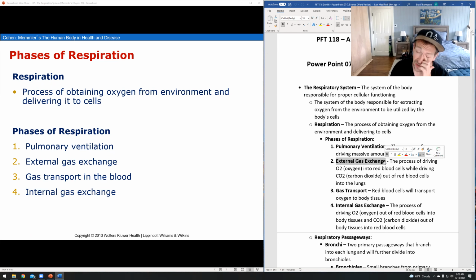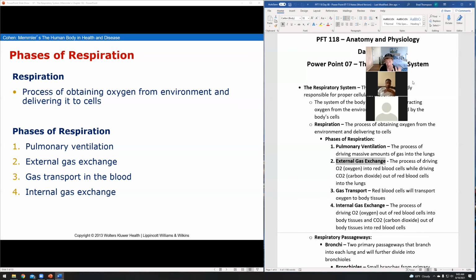Okay, so external gas exchange kind of makes it sound as if you're just diffusing oxygen straight through your skin, right? It sounds like it's going from external to internal. That is still what's happening. It's just not happening at the skin. It's happening in the lungs, because this is the first time I'm going to mention this, but I'm definitely going to mention it again when we get to the digestive system. But you are a human donut.